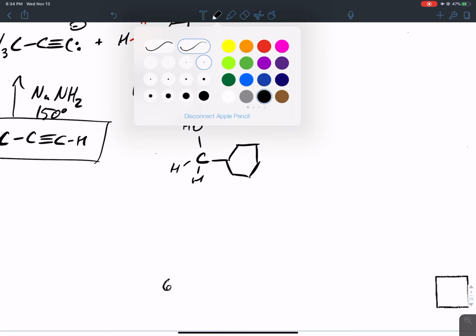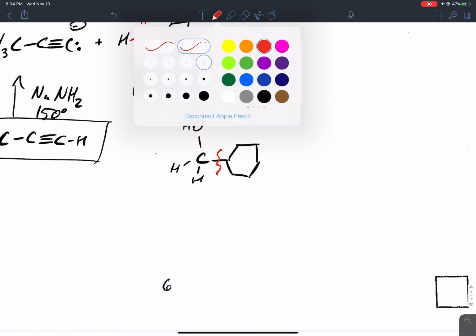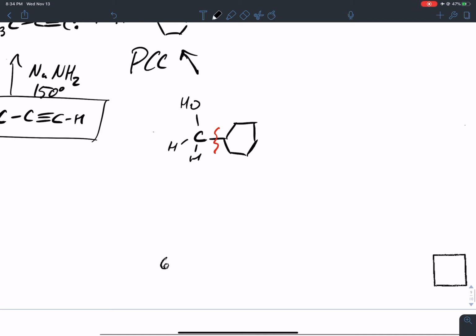I'm going to put this in red. I'm going to break that bond. So which side, left or right, is going to contain our carbonyl? The left. Talk to each other for 10 seconds. Tell each other why the carbonyl has to be on the left. Ready, set, go. Talk for 10 seconds.